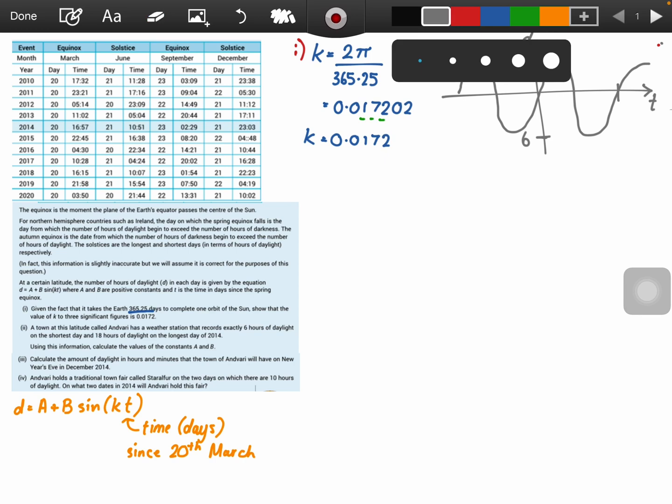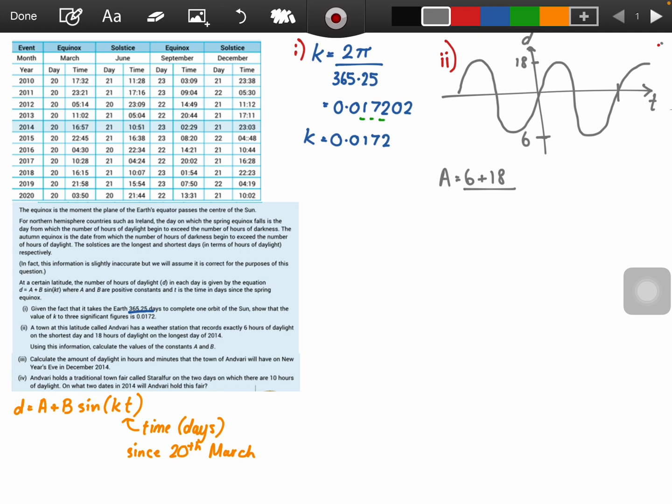So for A, let's get the average of 6 and 18. Let's add them both together and divide by 2, and we see that the answer is 12. That makes perfect sense with what they've explained in that first paragraph, that the daylight has to either start being more than the darkness in the spring and then less than the darkness in the winter, or the autumn equinox is around here. At 12, that's when the time starts changing between them. So A is going to be 12.